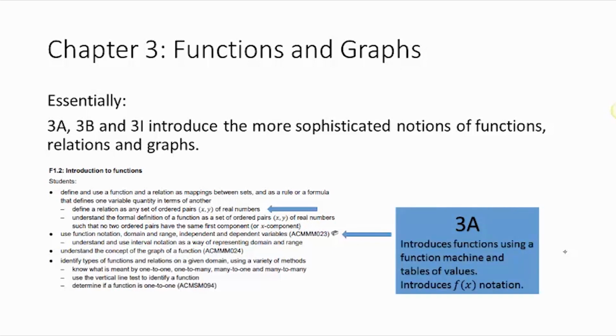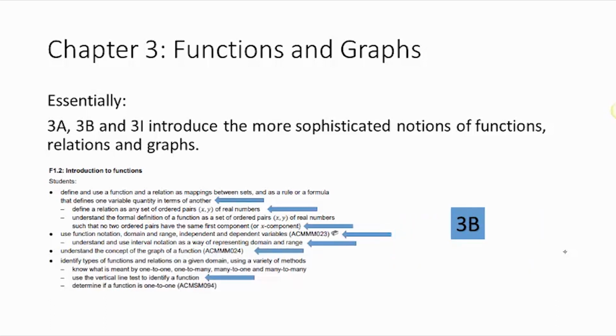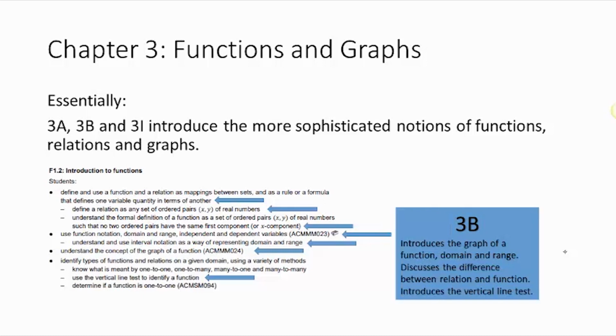So it starts off introducing it using a function machine and tables of values, and introduces the f(x) notation. 3B then extends that out to a graph. So we've added in there, understand the concept of the graph of a function. And also understanding that a vertical line test is what we use to identify a function, and that comes in 3B as well. So understanding the difference between a relation and a function.